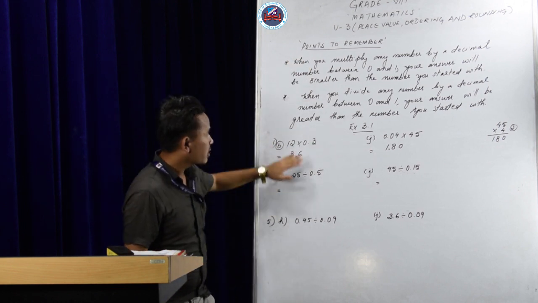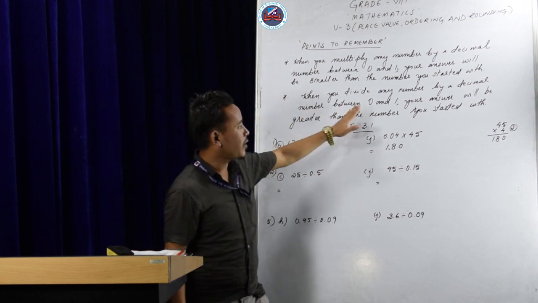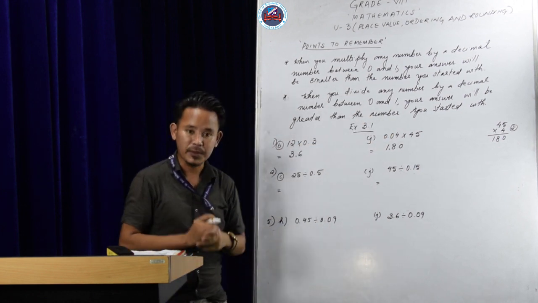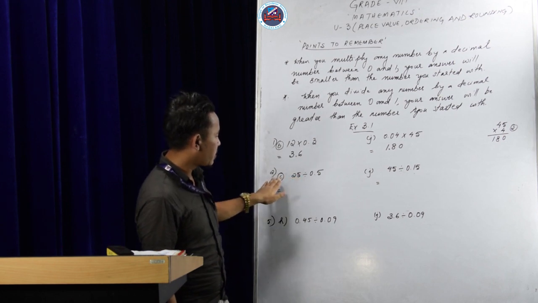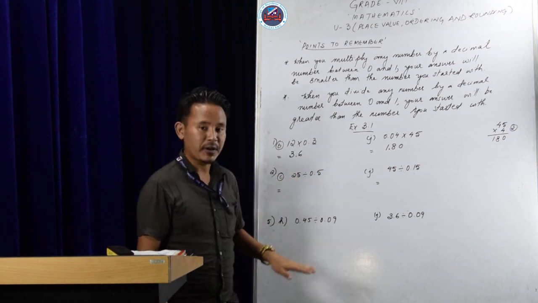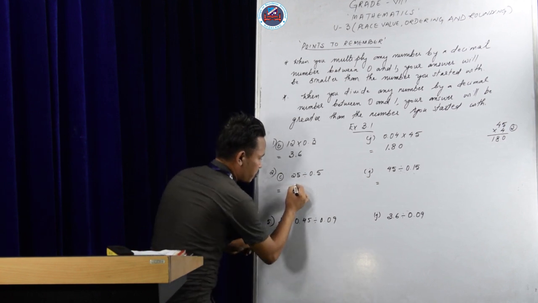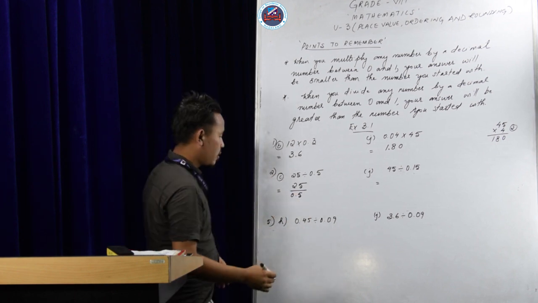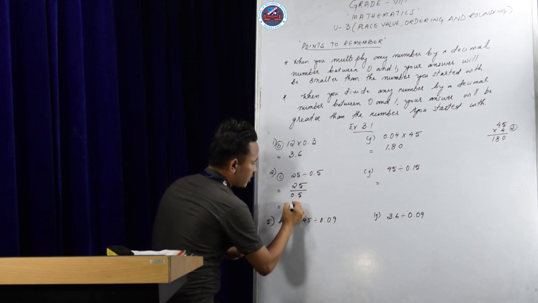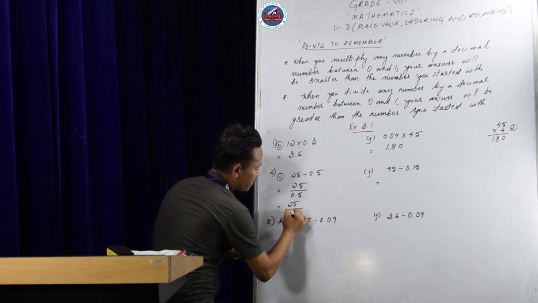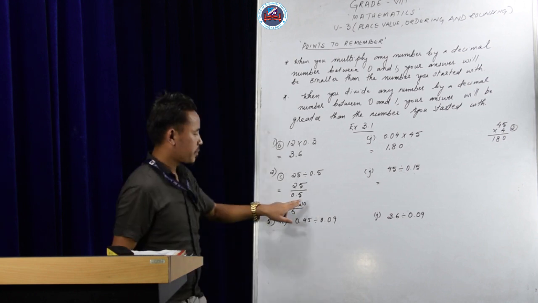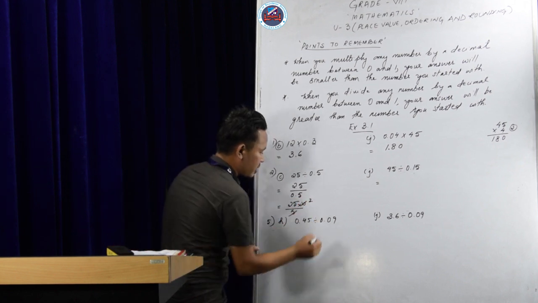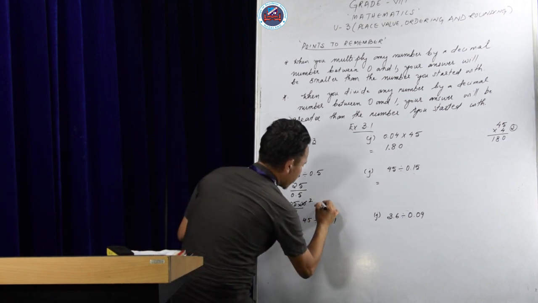Now let's go to the next one using the next point, next condition. It says when you divide any number by a decimal number between 0 and 1, your answer will be greater than the number you started with. So here the first question, number C, we have 25 divided by 0.5. Let's do it. Now let's remove the point. On removing the point, we get 25 divided by 5 into 10. Since we have a decimal after one number, 10 goes up. So 5 and 10 can be cancelled. The answer we get here is 50.